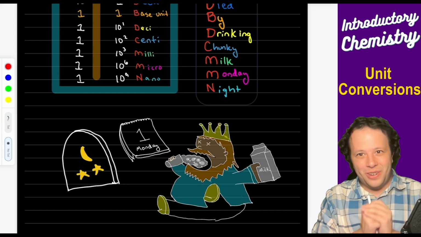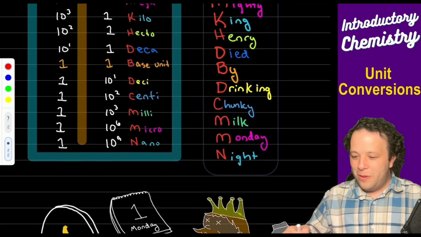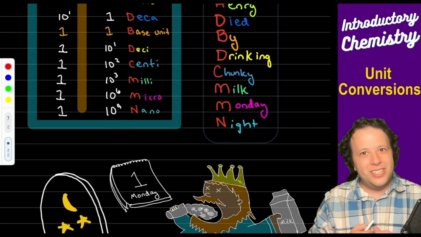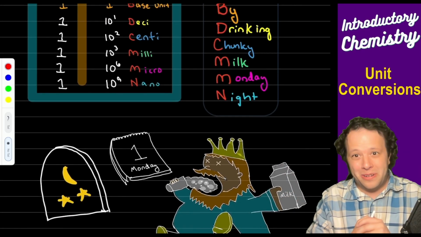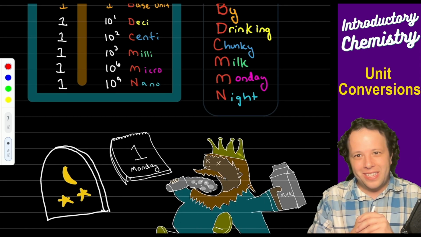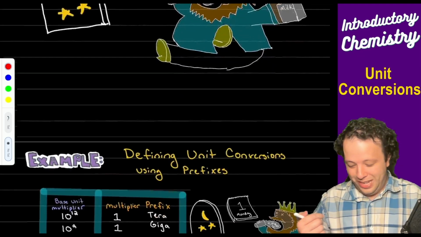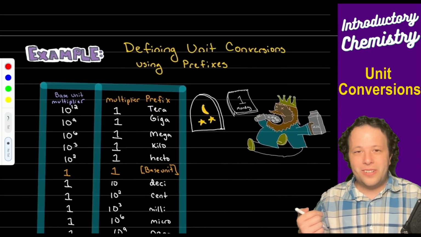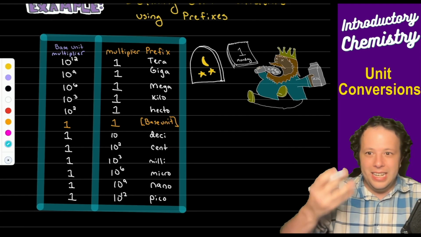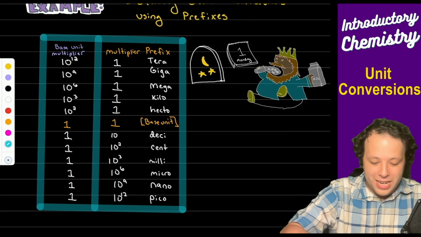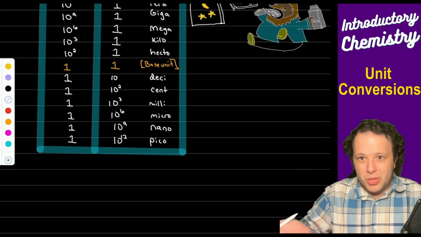So mnemonics are very, very helpful when it comes to these. If you remember that the great mighty King Henry died drinking chunky milk on Monday night, it will help you remember your prefixes. Now the values for that will come with practice. The more you practice it, the easier it will get. So let's work on trying to define those. How can we write them as a unit conversion like we practiced before? So let's do some normal ones.